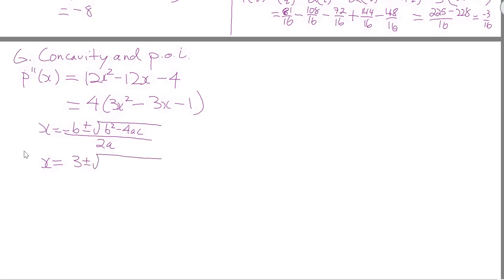3 plus or minus the root of negative 3 quantity squared minus 4 times 3 times negative 1, all over 2 times 3. So we got 9 plus 12, 21, over 6. Is that one of our nice numbers? Oh yeah, there they are. And they gave us F of, so that's nice. They saved us.